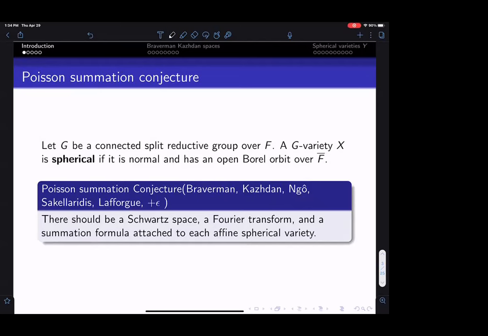This conjecture was originally brought up by Braverman and Kazhdan in the setting of reductive monoids, but later, by the work of Lafforgue, Ngô and Sakellaridis, it was refined and extended to the setting of affine spherical varieties. Given that lots of people have contributed to this work, we like to refer to this as the Poisson summation conjecture.